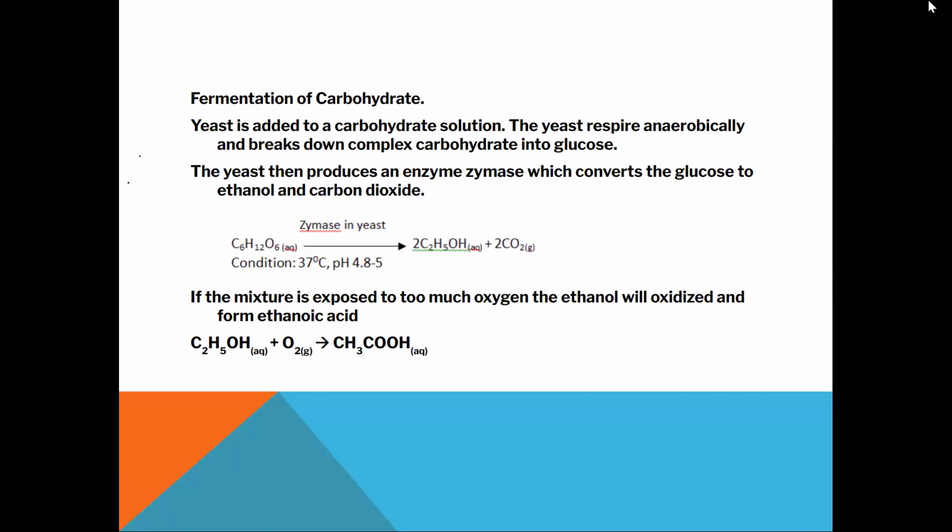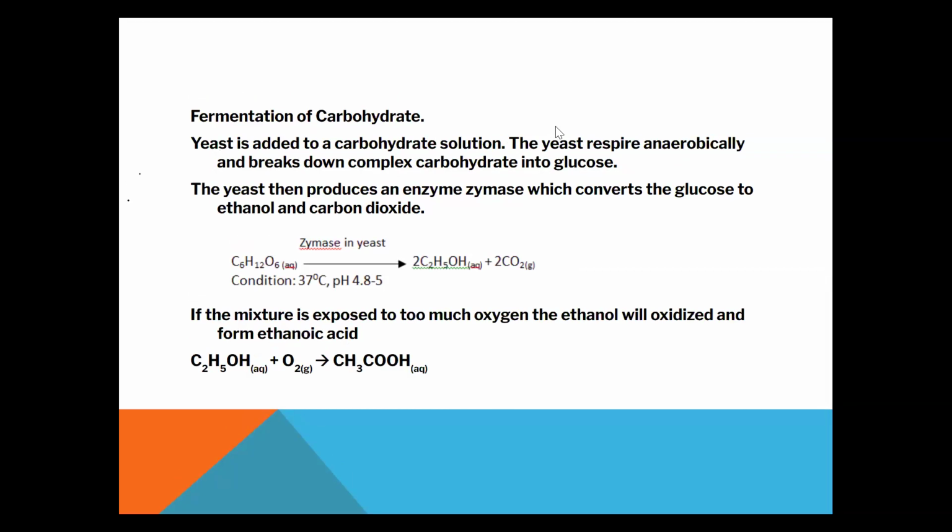Now, the ethanol can be oxidized to form ethanoic acid. Ethanoic acid is something we don't want at all. It's bitter, it's like vinegar. So ethanoic acid is vinegar, really. So we want to make sure that the wine that we make is free from oxygen, because the oxygen will ferment it to vinegar or ethanoic acid. Clear? So we must memorize this.